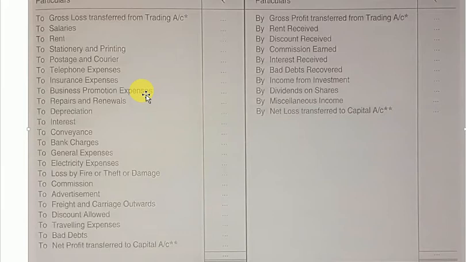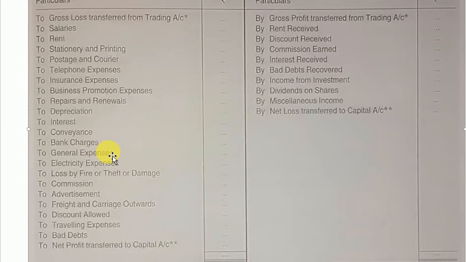And as I have told you, the indirect expenses will be recorded in your debit side of profit and loss account. Now proceed to the next ones: repairs and renewals, depreciation, interest, and any conveyance charges, if any conveyance charges are incurred in an organization. This is also an indirect expense, and it will be recorded in your debit side of profit and loss account. Bank charges, if there are any expenses related to bank charges, will also be recorded in your debit side of profit and loss account.